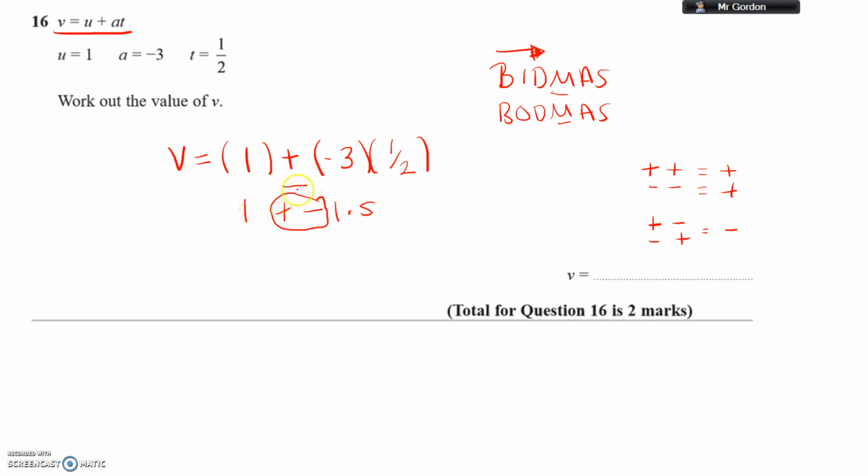So what is 1 minus 1.5? Well, that is going to be minus 0.5, or minus a half. Alright, minus 0.5. So it was quite tricky. We had to know a few rules. Make sure you know BIDMAS and revise those signs, when you're combining two signs that are touching each other in a sum.